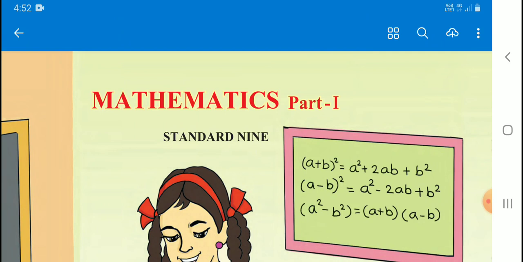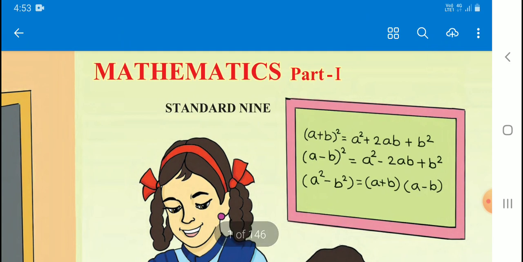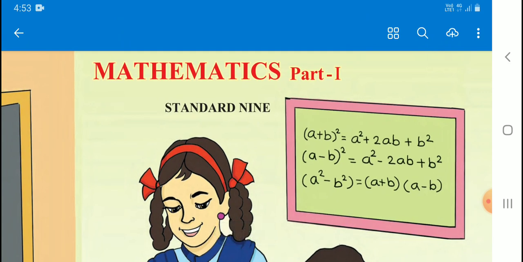In the previous year you studied one mathematics book, but this year you will study the mathematics book in two different parts: Mathematics Part 1 and Mathematics Part 2. Today we will see Mathematics Part 1. I am Leve Miss, your maths teacher.